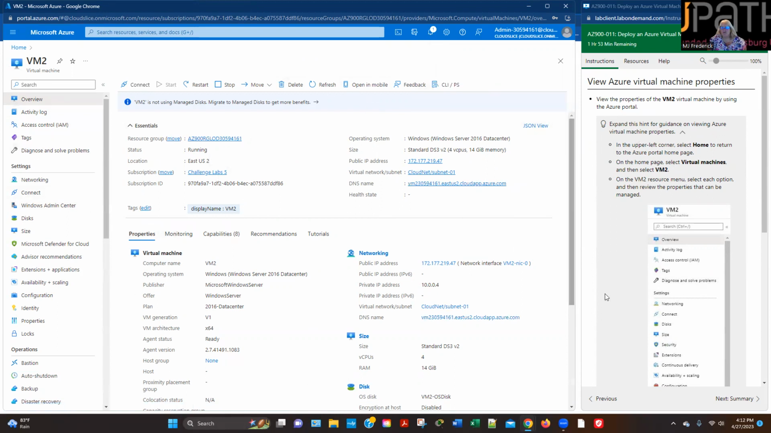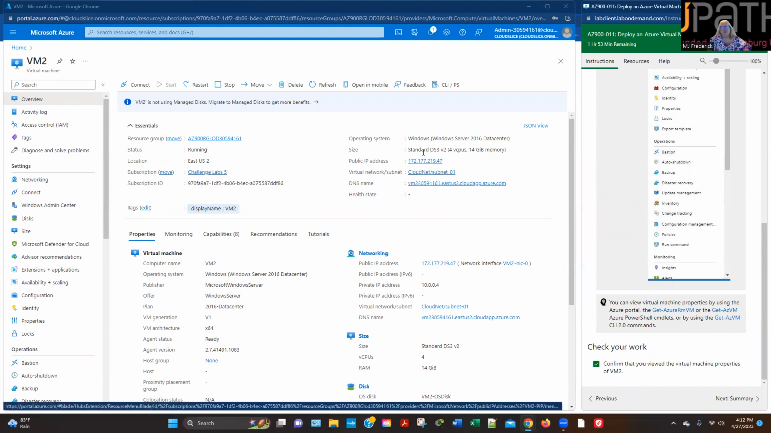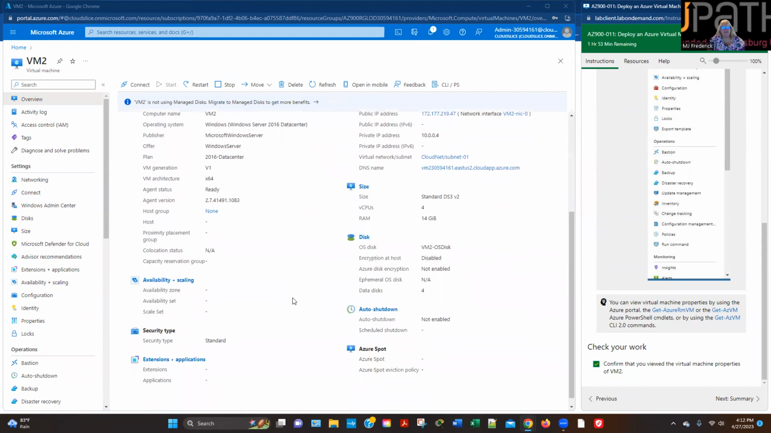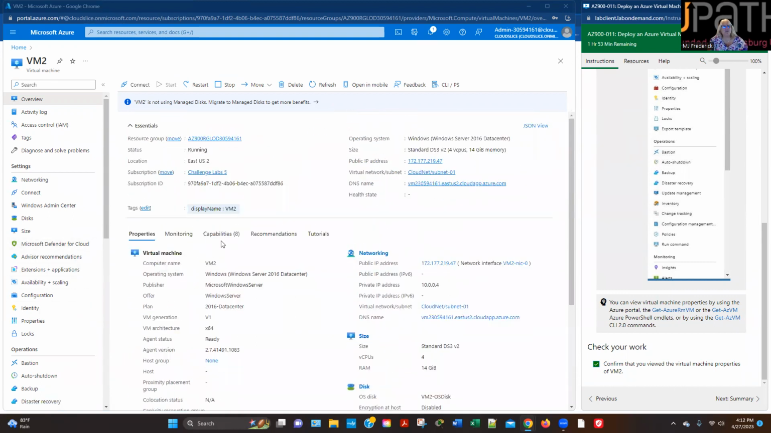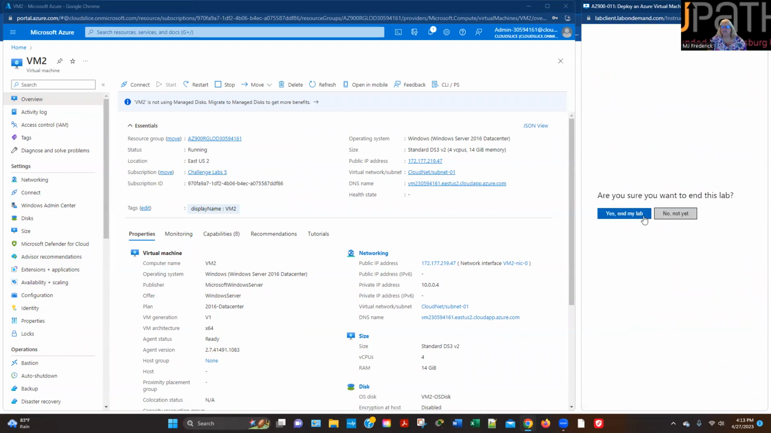Here's your overview, right? And you're confirming that we've checked our work. So there's our resource group that it's running, East US 2, the challenge 5, subscription ID, the display name is VM2. This is our public IP address for this virtual machine. We are using the standard DS3 Windows, and it should be Windows Server 2019. I'm pretty sure I've picked that, and so yes, this is what you should see once you're done and you've created it. Then go to the home page to double check it, and you confirm your work, and then go to the summary, and you end. And then yes, end my lab.